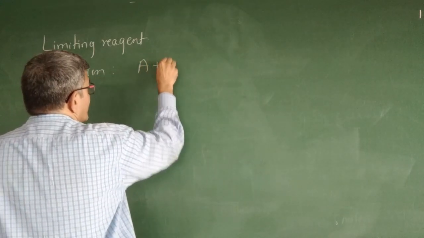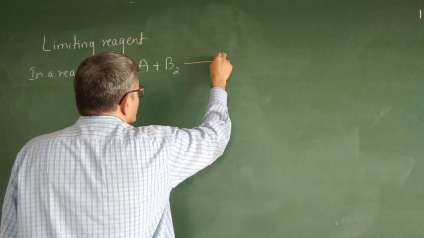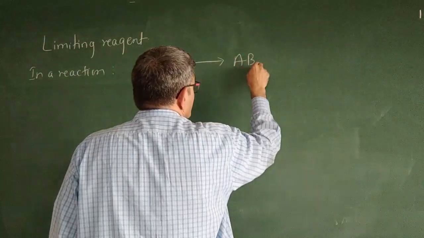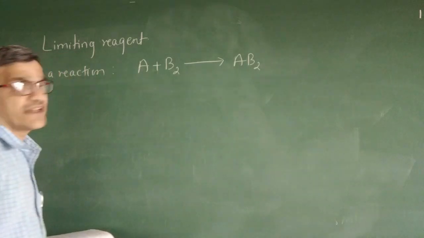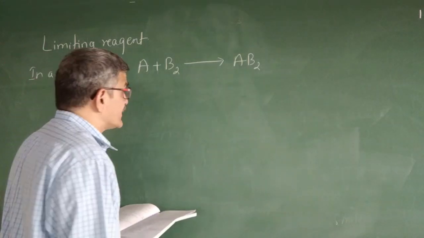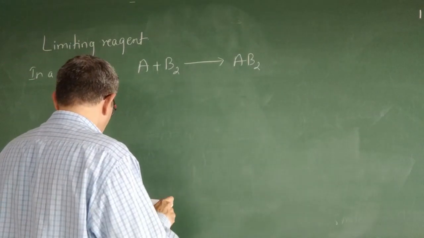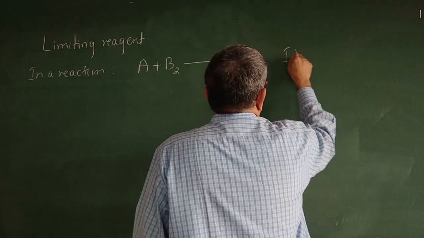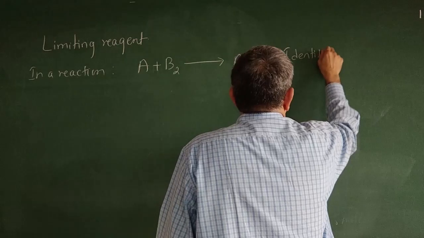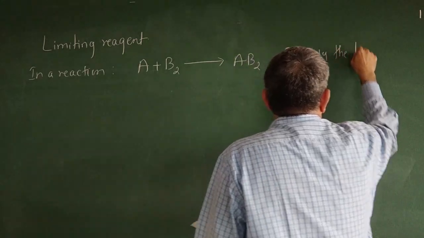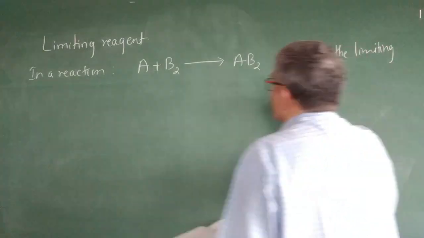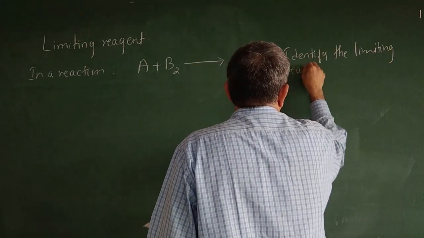A plus B2 gives AB2. This is the reaction. What is asked here? Identify the limiting reagent.